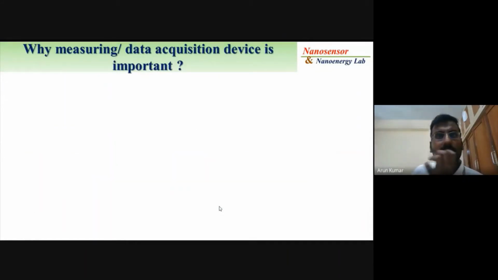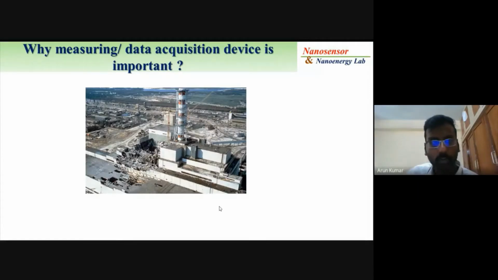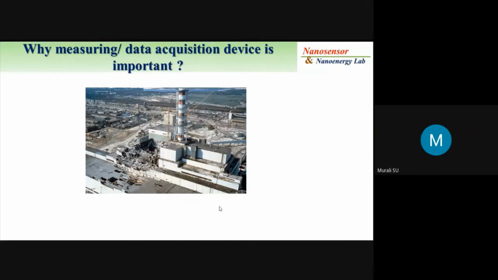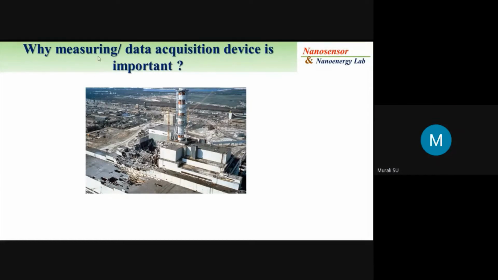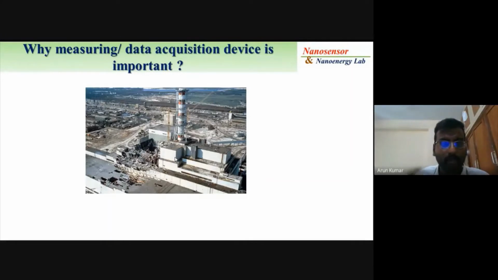Okay, now why is measuring this data with devices very important? I'm going to ask a question. After seeing this image, does anyone know what this is? Anyone can answer, if their mic is there. Disaster. A disaster in Japan. Nuclear. Oh, okay, a disaster in Japan. Anyone? Any other person? Anyone?